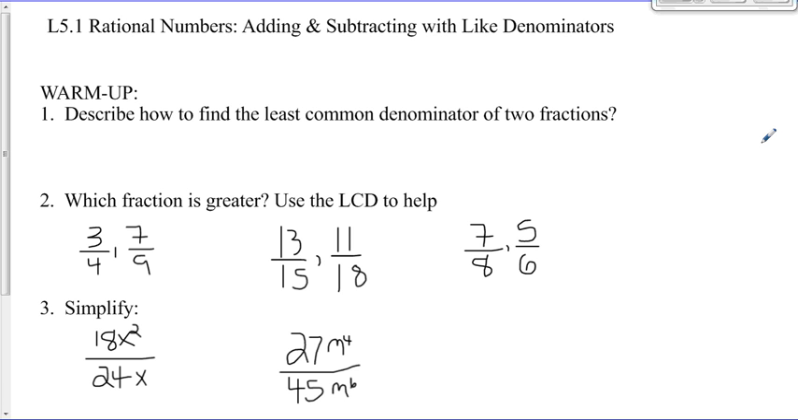This lesson, lesson 5.1, is on rational numbers and adding and subtracting with like denominators. Here's the warm-up for you to start. You can pause now, and when you come back, you'll have the answers, and we'll talk about a couple of them.